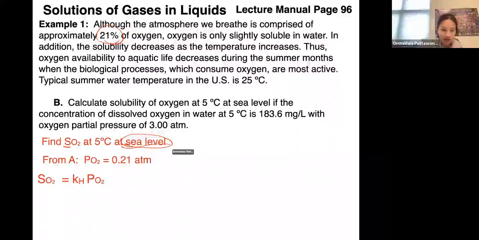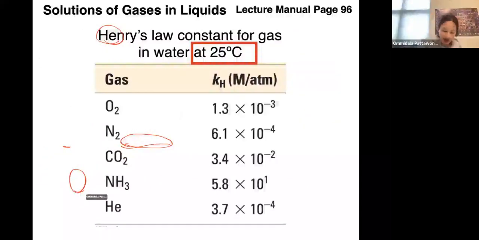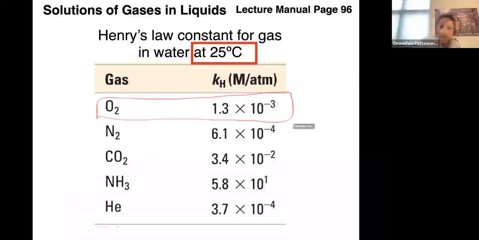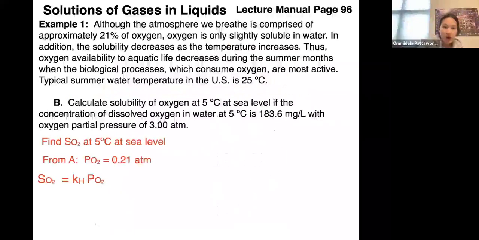The next thing we are going to look at is this value right here. My question is, can I use this value that belongs to oxygen? The answer is no, because this value only applies to 25 degrees Celsius. So in this case, you will need to find the KH first, in order to plug this in and then solve for this. We don't know this KH yet.